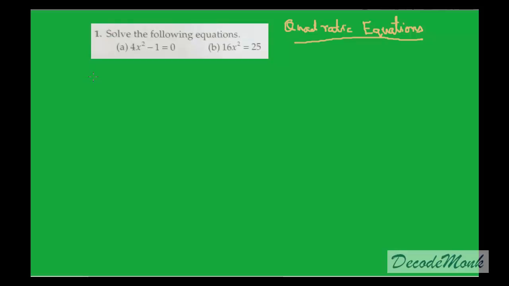Let's solve the first question on quadratic equation. As you know, the quadratic equation is an equation which has a format something like this, and the highest power of the variable is 2. So here we need to find out the value of x for which the equation is valid. Part A of the question: 4x square minus 1 is equal to 0.